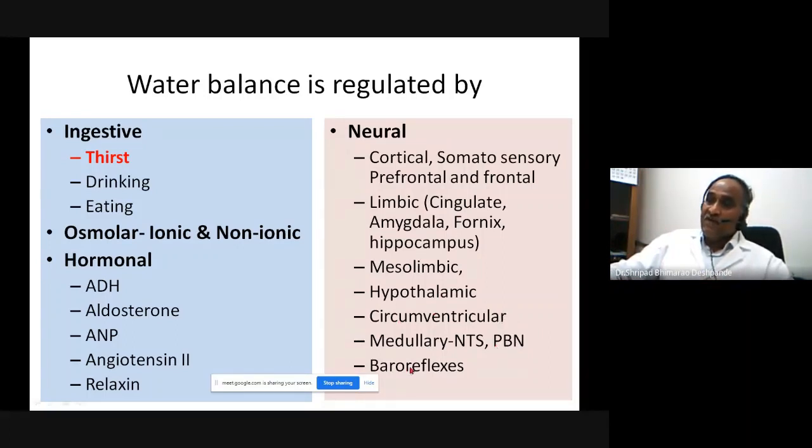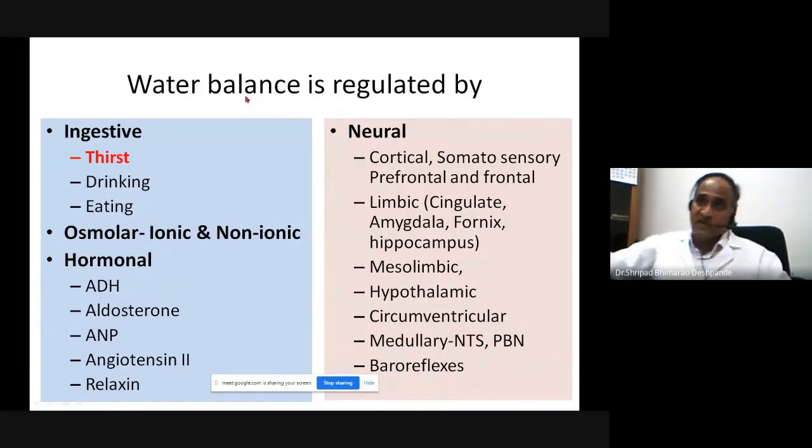Then we have the water regulating centers. These are the centers which either produce the ingestive behavior or activate or sense the ingestive behavior. That is the NTS, the parabrachial nucleus. And this NTS communicates with the baroreflexes.